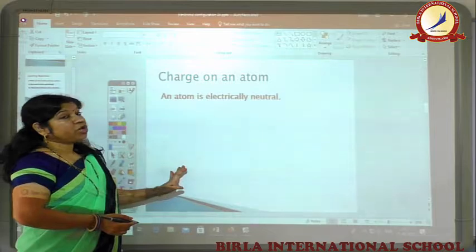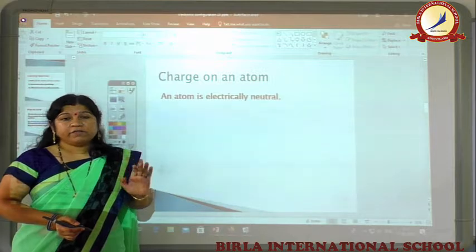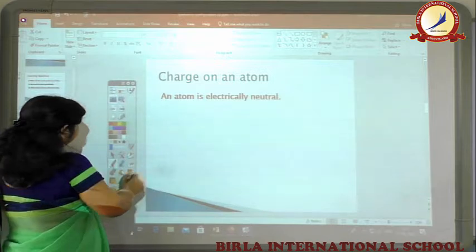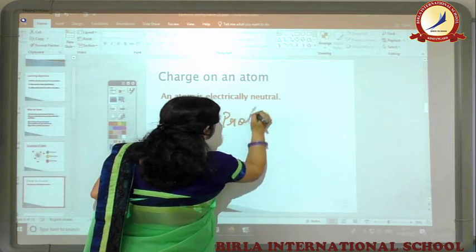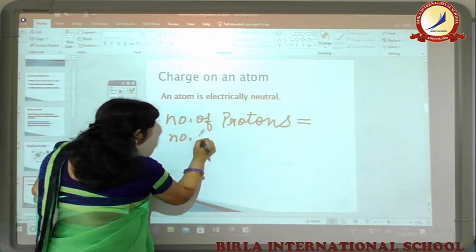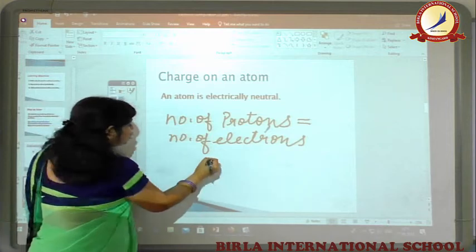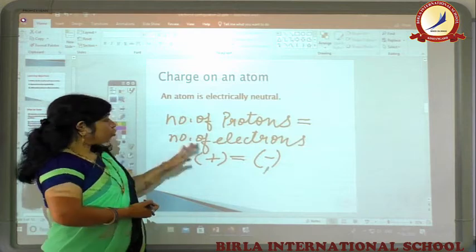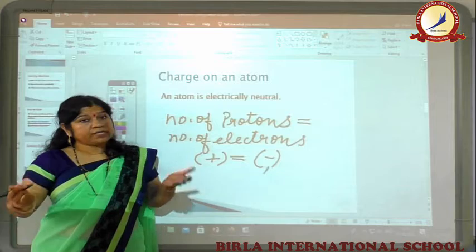Let's now talk about the charge on an atom. The atom contains an equal number of positively charged particles and negatively charged particles. This means the number of protons is equal to the number of electrons. That is, the total plus charge is equal to the total minus charge. So, an atom is electrically neutral. That means it does not carry any charge.